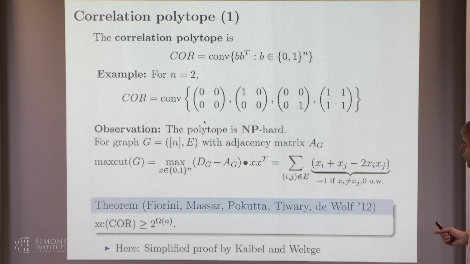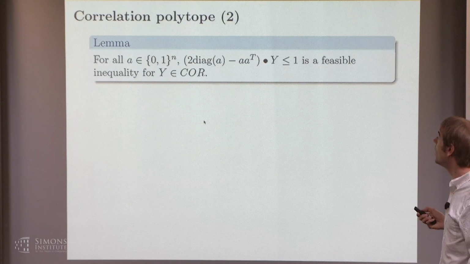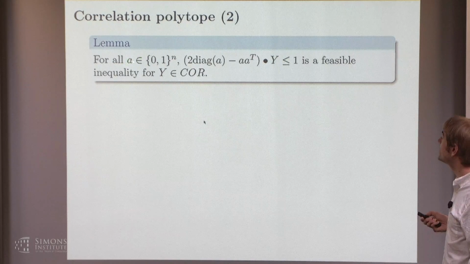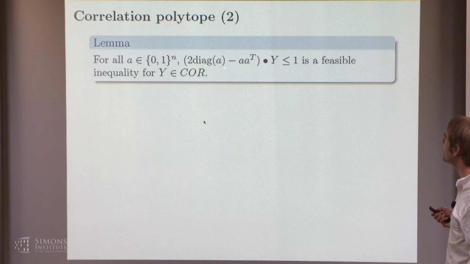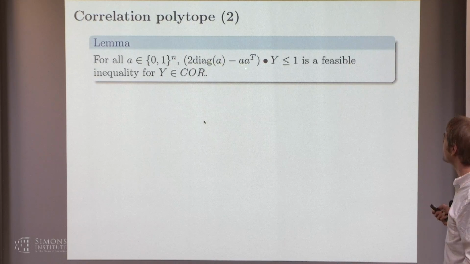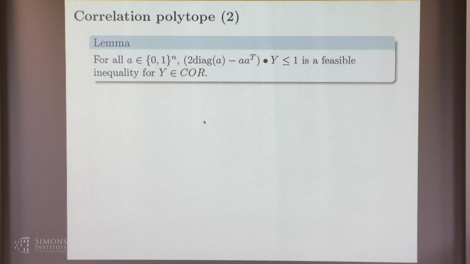However, what we do know are some valid inequalities. OK. So this is a nice family of valid inequalities. Here we go. For some vector a, you can take 2 times the diagonal matrix of a minus aa transpose, and this times any point in that correlation polytope is at most 1. That's the claim.